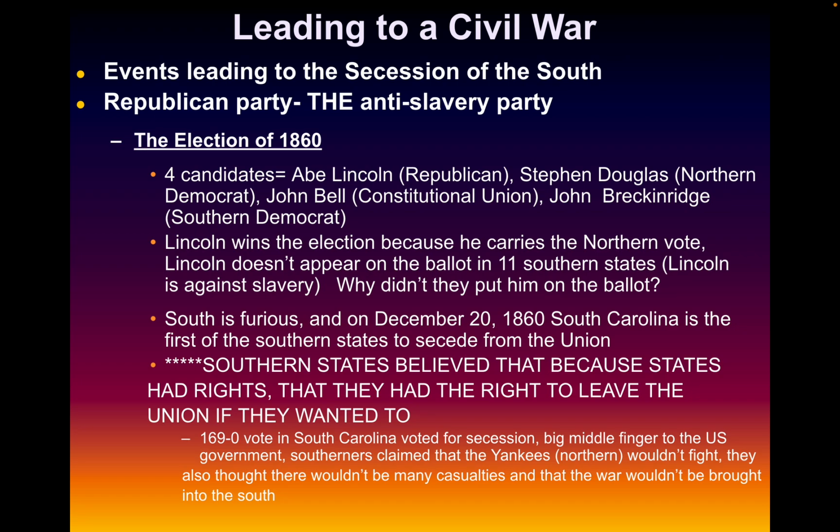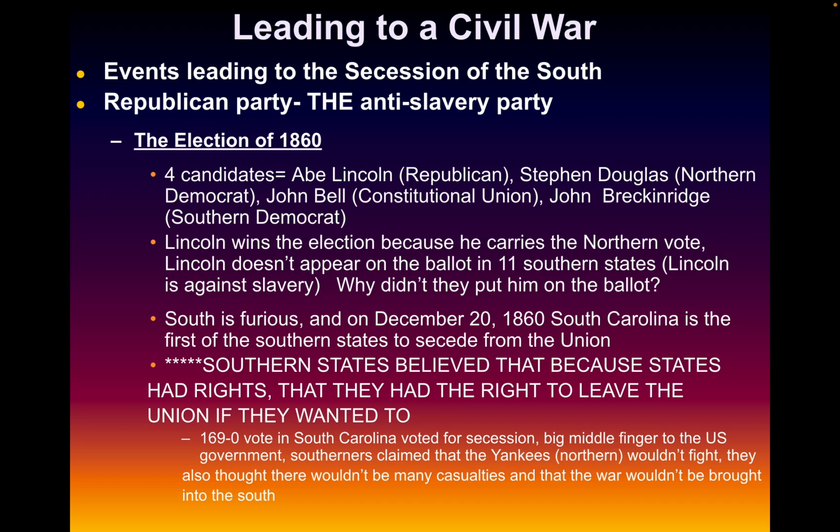As the presidential election of 1860 drew closer, there were four main candidates. So a little different in today's landscape where typically only two people stand a realistic chance of being elected president. In this case, there were four. Abe Lincoln, the Republican; Stephen Douglas, the Northern Democrat; John Bell, the Constitutional Union Party; and a guy named John Breckinridge, who was a Southern Democrat.